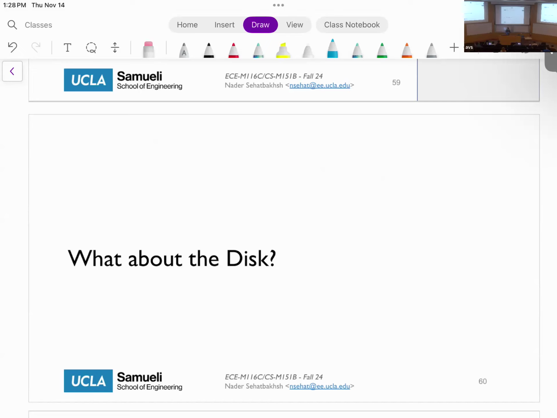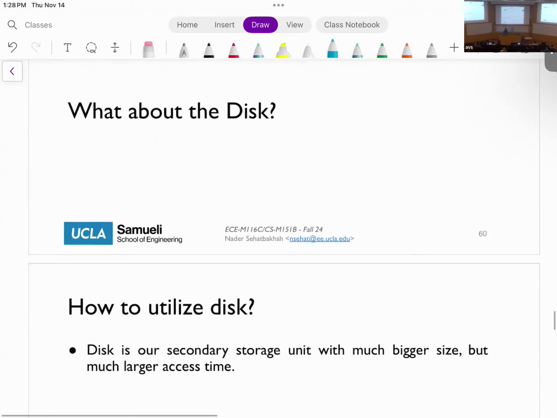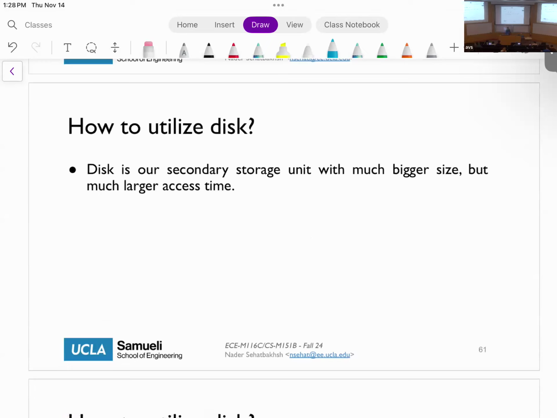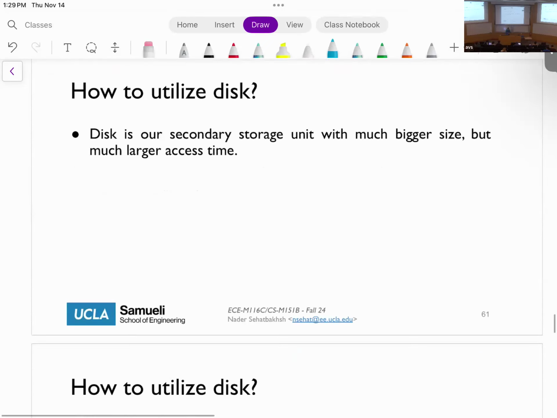All right, so let me also talk quickly about the disk. Remember I told you that my main memory is a combination of my DRAM and a kind of secondary storage system called disk, okay? So how do we utilize disk? We utilize disk as kind of the background, okay? So we still have this paging system even in our disk, okay? So our data is stored in disk also on a page by page basis.